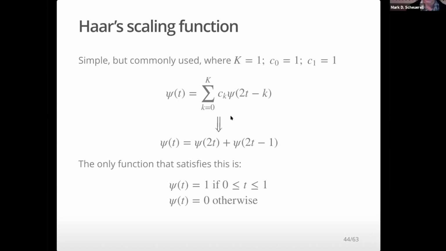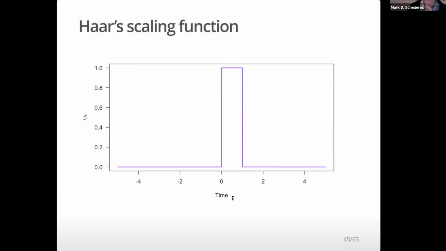So in Haar's wavelet, k is going to be 1, C0 is going to be 1, and C1 is going to be 1. So here's our general formula for a scaling function. So if you plug those values in, you're going to get something that looks like this. So the only function that will satisfy this relationship is that the wavelet gets a value of 1 if t is between 0 and 1, and it gets 0 otherwise. Okay, so this is just a hard square wave, and I'll show you an example of that. So that's what this looks like.